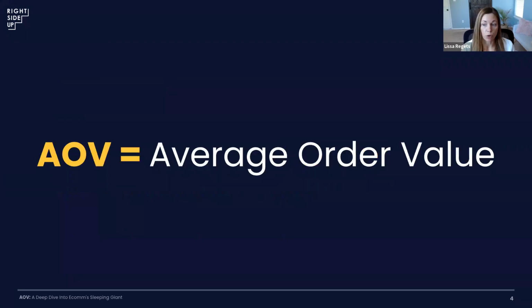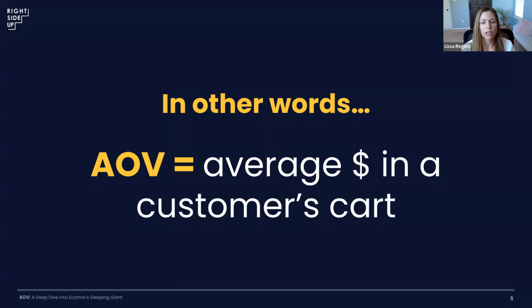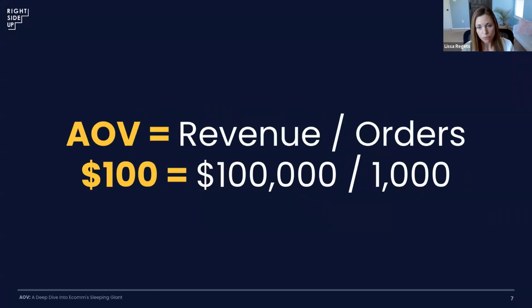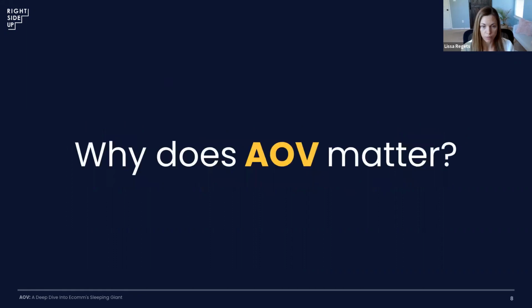AOV is average order value. In other words, it is the average dollar amount that's in your customer's cart. We use this as an aggregate term. So when you think about how it's calculated, AOV is calculated by taking your total revenue over your total orders. So for example, let's say that you're driving $100,000 in revenue on a consistent basis. You're driving that revenue with about 1,000 orders per month. Your AOV for that month is $100.